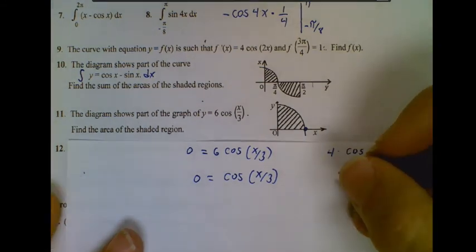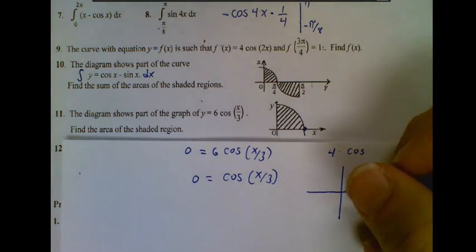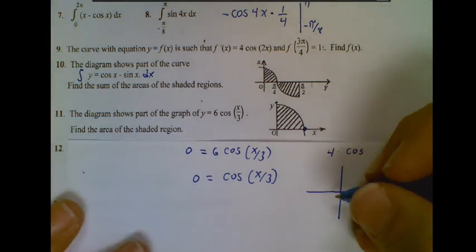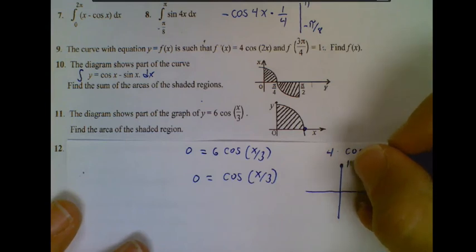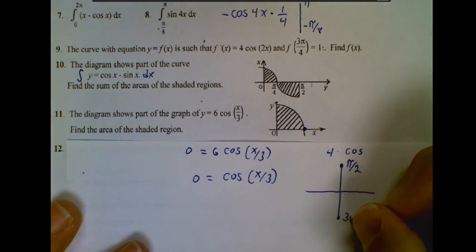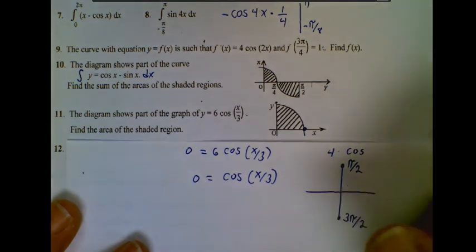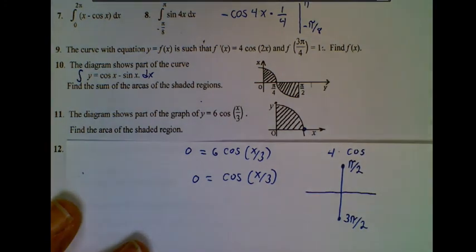So again, think back to that unit circle. Where are the cosines 0? The cosines are your x coordinate. So right up here at pi over 2 and down here at 3 pi over 2 are the two places where your x coordinates are 0. So I got two results for this.